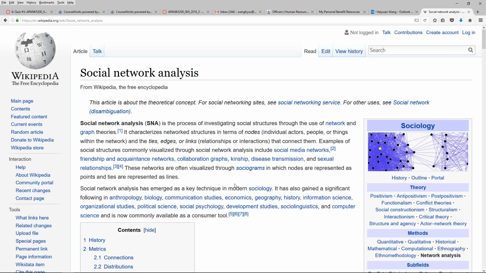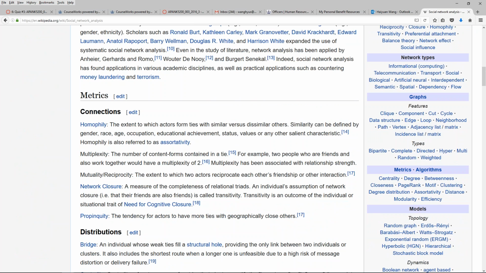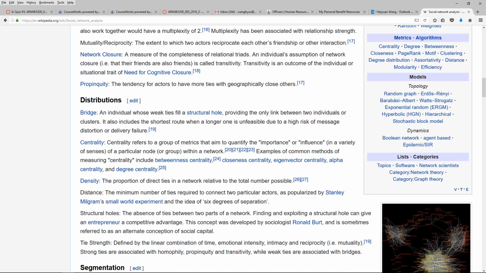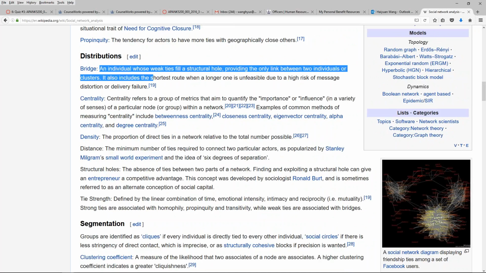What does it do? Here it says it has ties, edges, links, and nodes. It's the same thing as our network theory. And then I just want to show some particular metrics that are commonly used in network analysis. For example, in social network analysis, a bridge: an individual whose weak ties fill a structural hole, providing the only link between two individuals or clusters. That's called a bridge. And then what is a cluster?